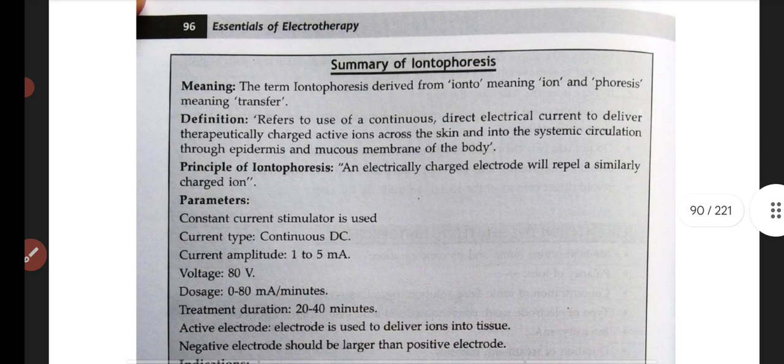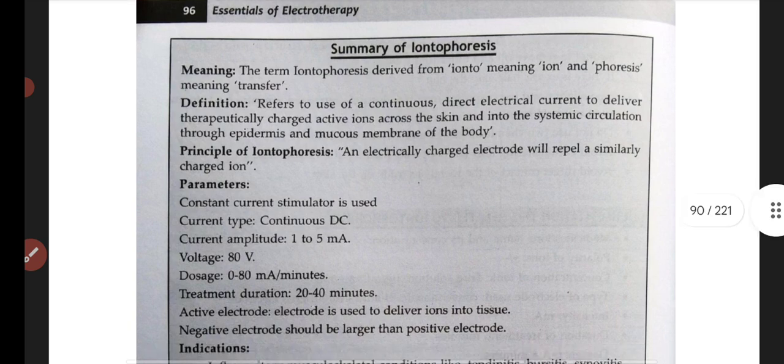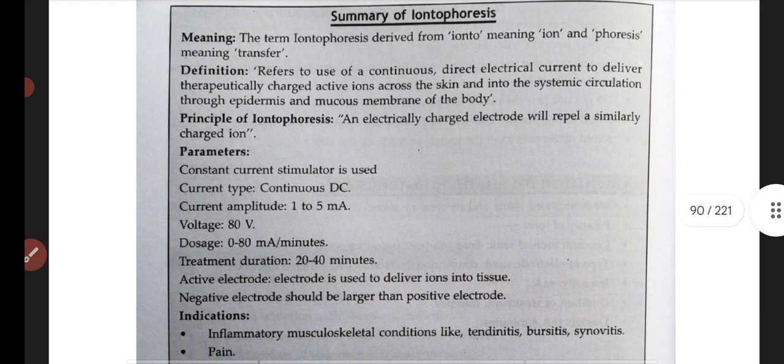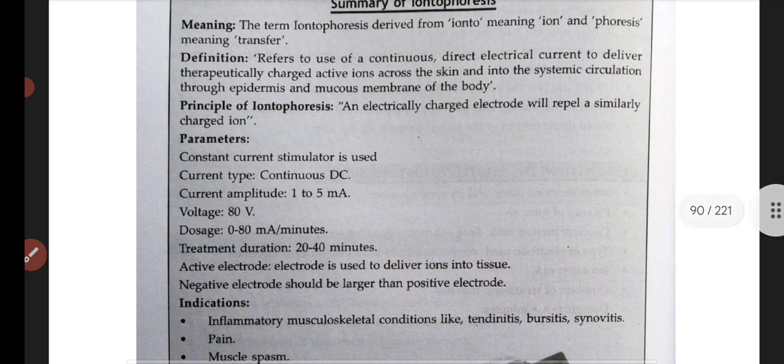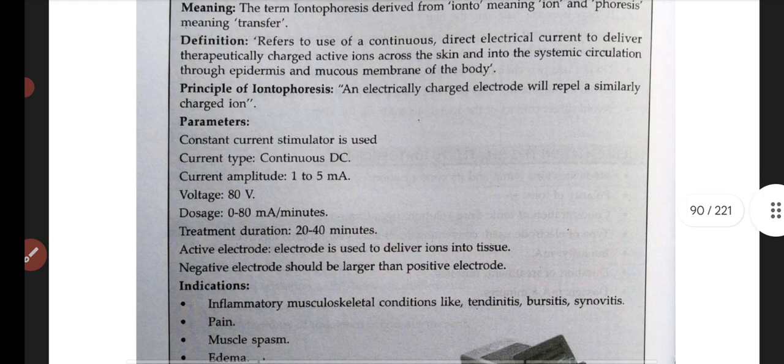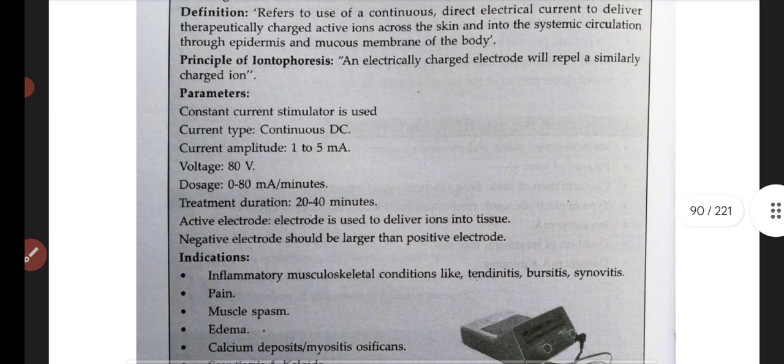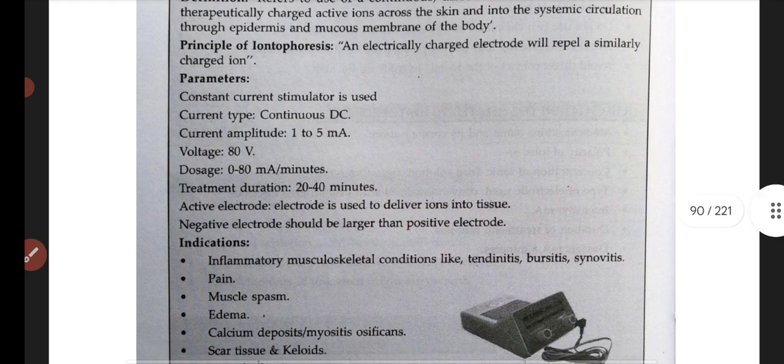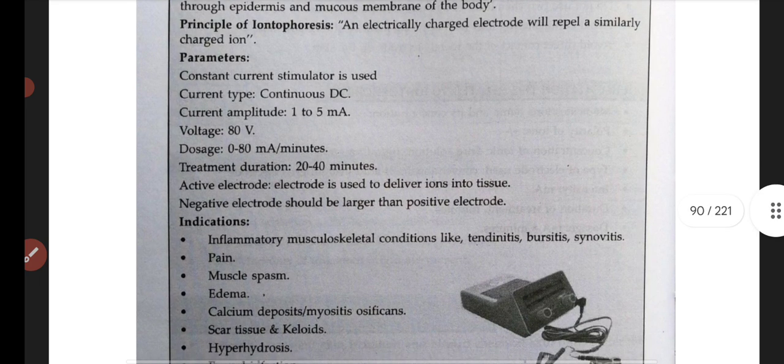Meaning of iontophoresis: the term iontophoresis is derived from ionto, meaning ion. Phoresis means transfer. The definition refers to the use of continuous direct electrical current to deliver therapeutically charged and active ions across the skin and into the systemic circulation through the epidermis and mucous membrane of the body. Principle of iontophoresis: an electrically charged electrode will repel a similarly charged ion.